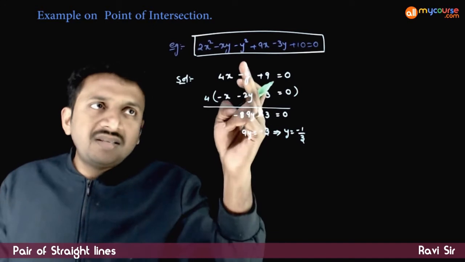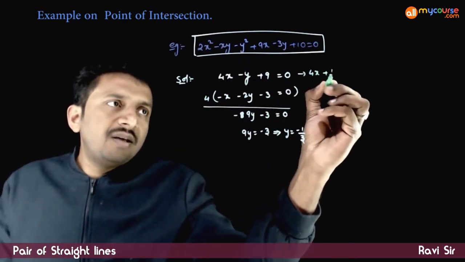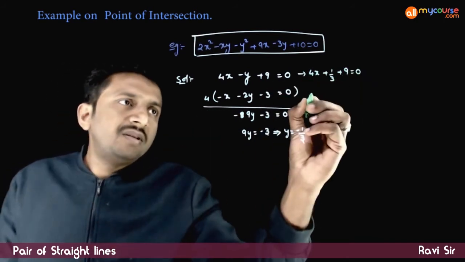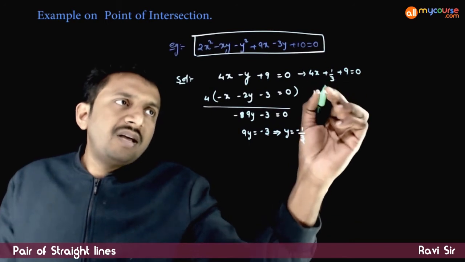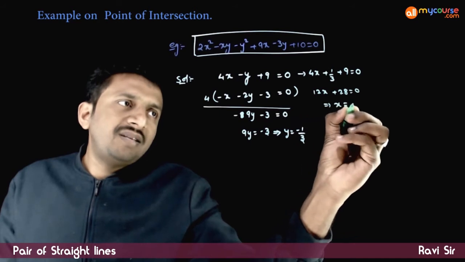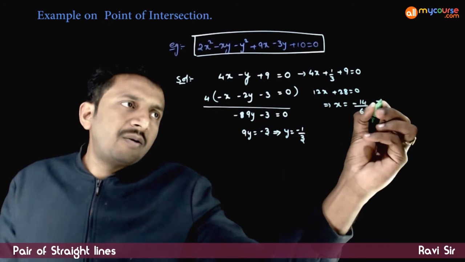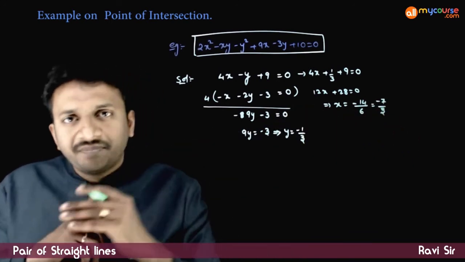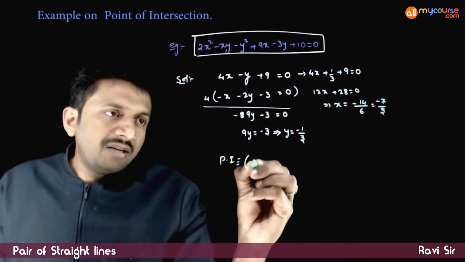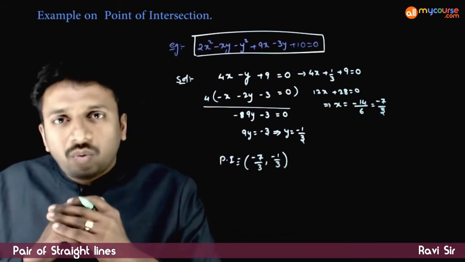Once you put y is equal to minus 1 by 3 here, 4x plus 1 by 3 plus 9 is equal to 0. So 12x plus 28 is equal to 0. This implies x is equal to minus of 14 by 6, or minus 7 by 3. So the point of intersection is nothing but minus 7 by 3 comma minus 1 by 3.